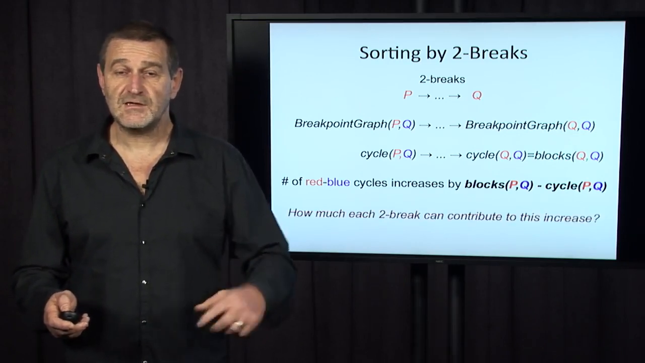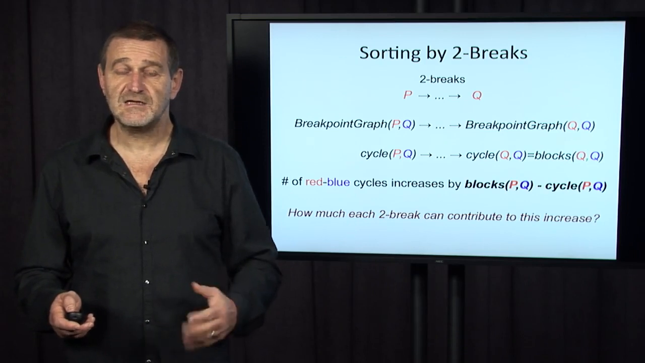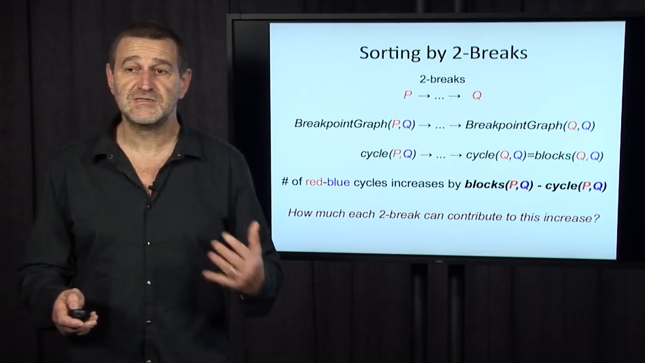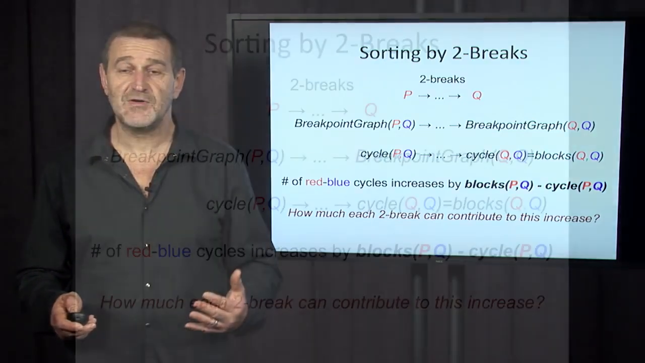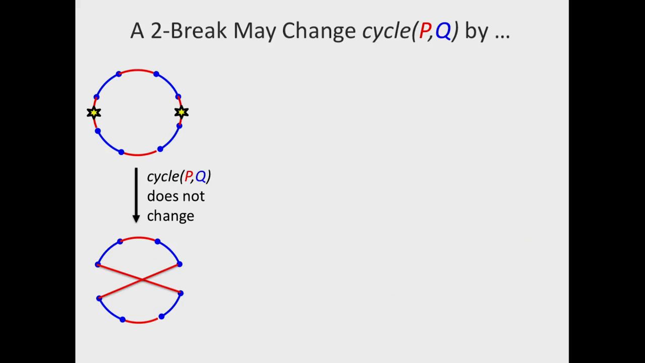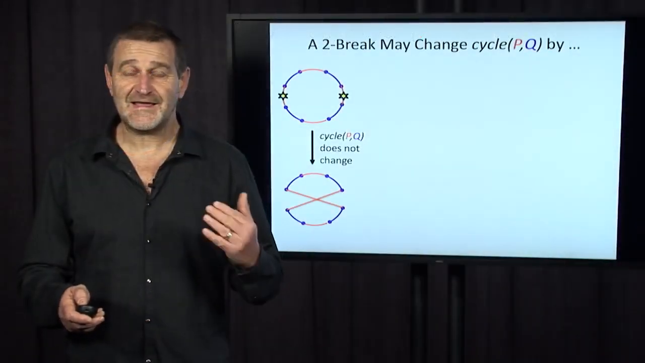And therefore, the next question I will ask: how much can each two-break contribute to this increase in the number of cycles? Let's look at this. Well, there are different scenarios depending on which two red edges from the breakpoint graph the two-break affects. Every two-break removes two red edges.